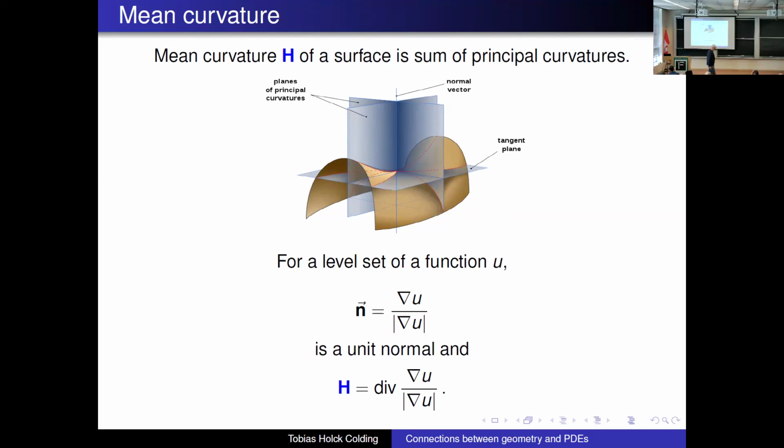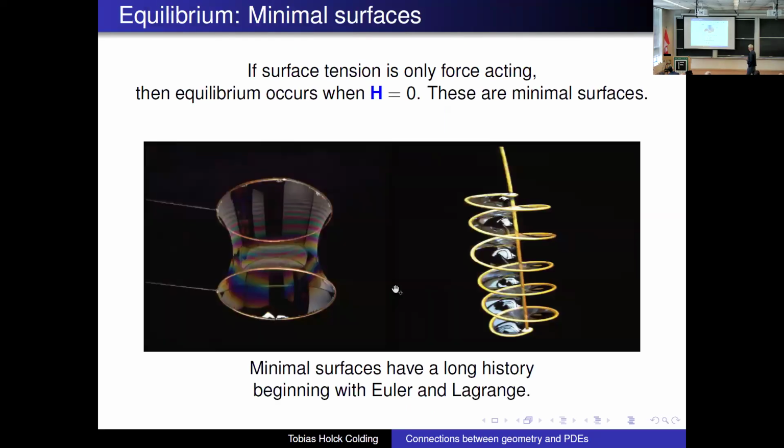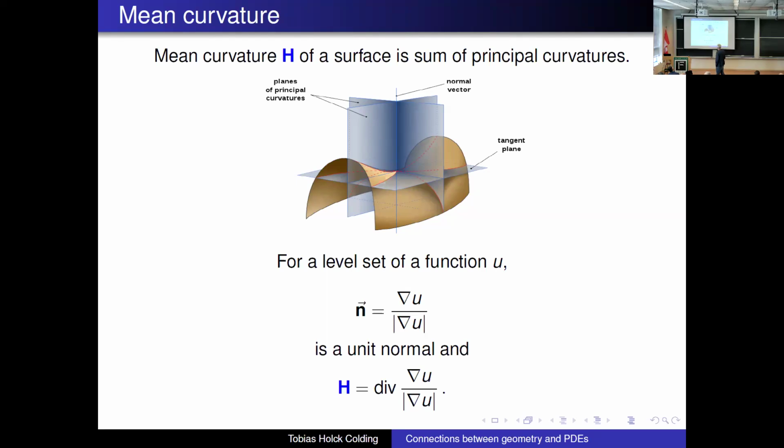And suppose that you're looking at the level set, let's say for the moment, although this will not in general be the case, that this is a regular value. Then the gradient of u is normal to the level set. And so one choice of unit normal is the gradient divided by the length of the gradient, right?